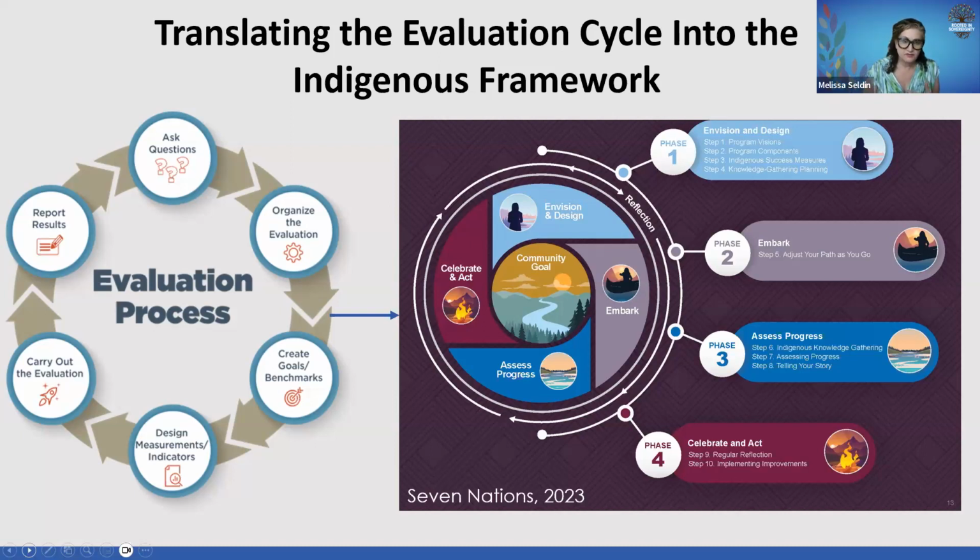Phase 2, instead of designing measurements and indicators, you would include knowledge gathering as a group. You would adjust your plan as you go. As you can see in the 7 Nations Indigenous Evaluation Framework model, there's space for reflection throughout. At every point you should be looking back and talking with your community and with tribal councils and others in your community about what is happening in the evaluation, what is happening in the program. You may need to adjust one way or the other.